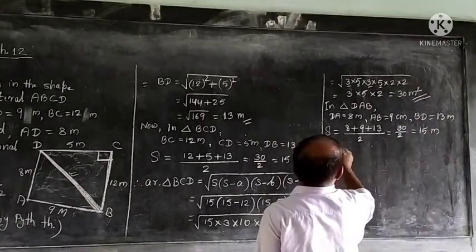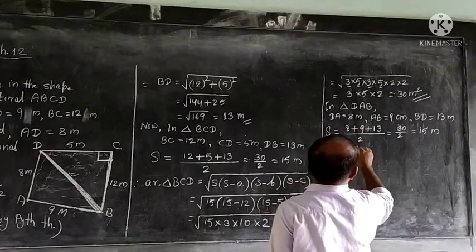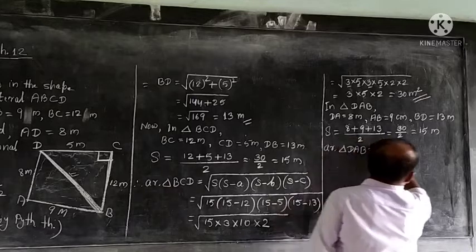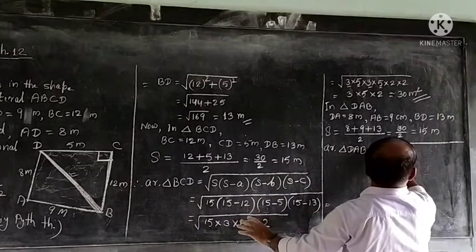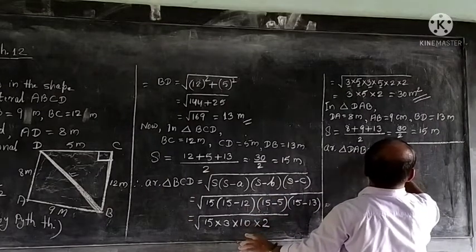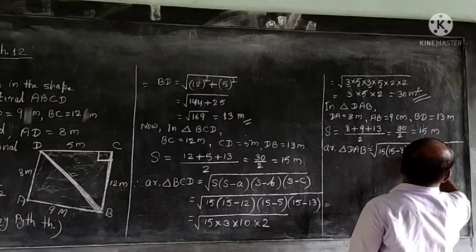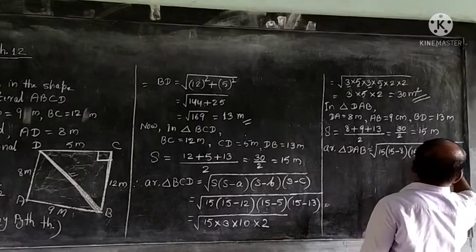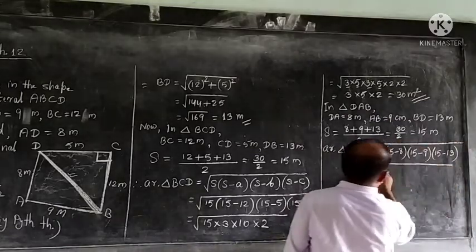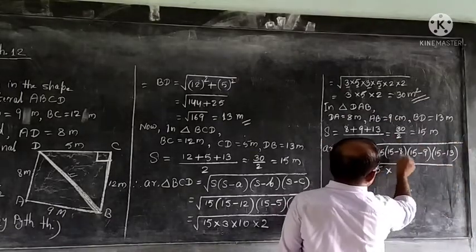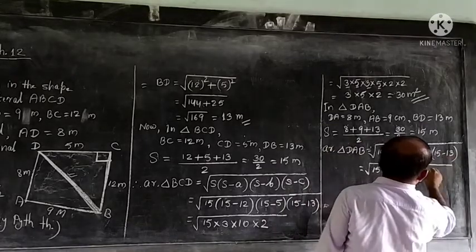Then the area of the triangle, the triangle we have named ADB. Instead of writing the formula, we go directly: we know the semi-perimeter, so semi-perimeter 15 minus first side, 15 minus second side, and semi-perimeter 15 minus third side 13. We get 15, 15 minus 8 is 7, 15 minus 9 is 6, 15 minus 13 is 2.